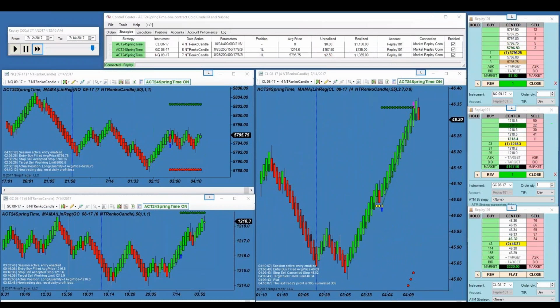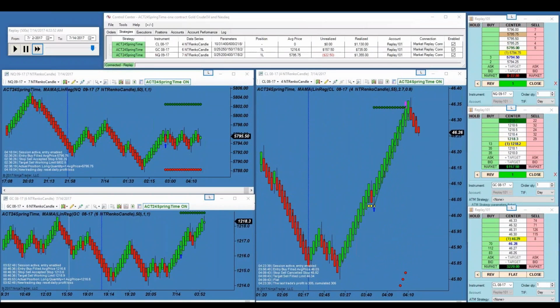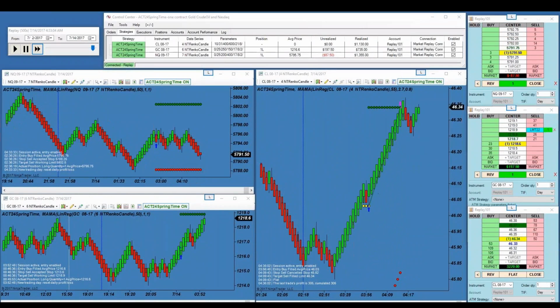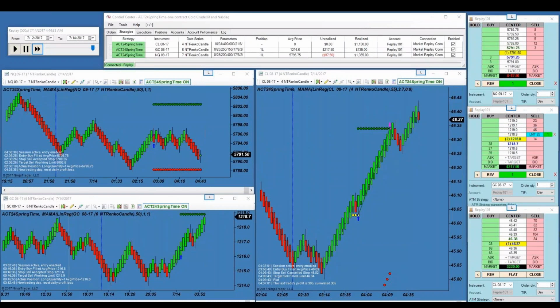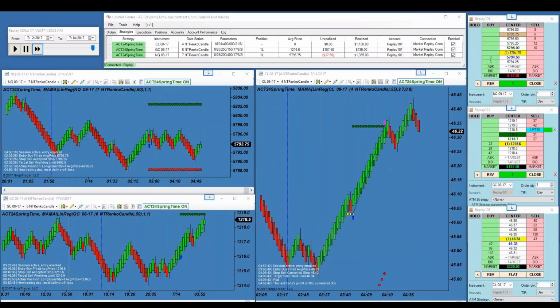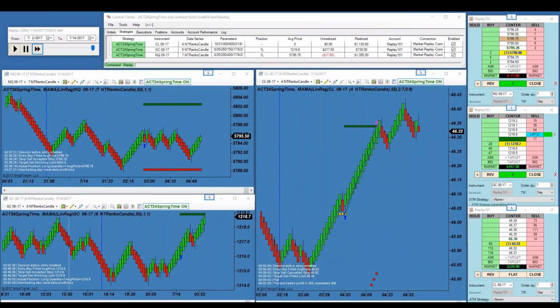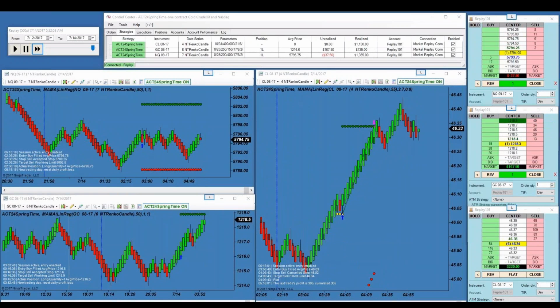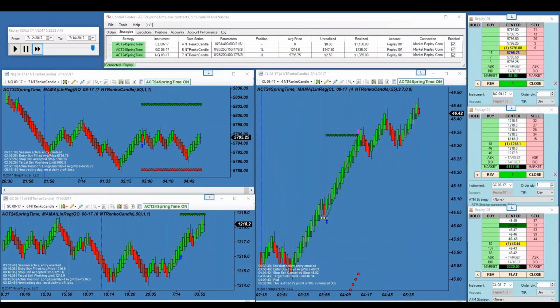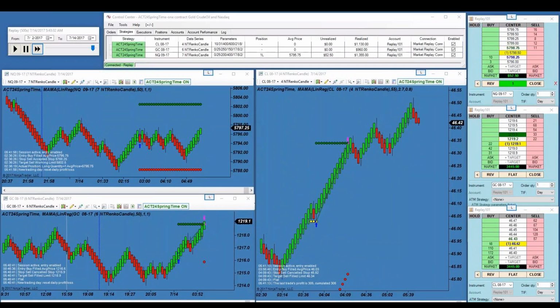And it got in, and it hit its quick target. So that's 300 right there. Now, it doesn't happen that quick in real life. We're running at 500 speed. But it happens. You just got to be patient, and the less attention you pay to it, the better.